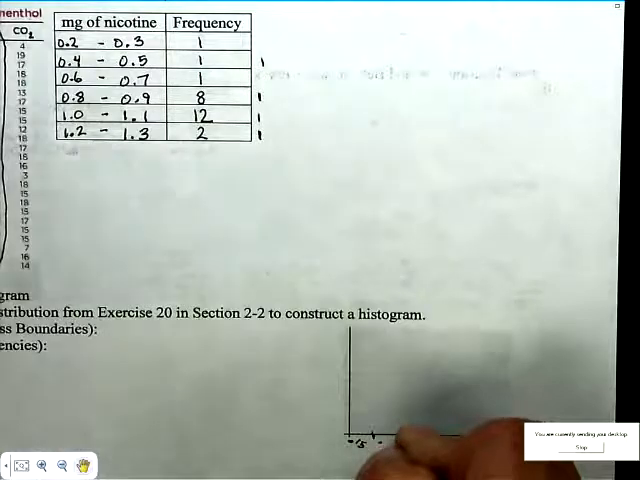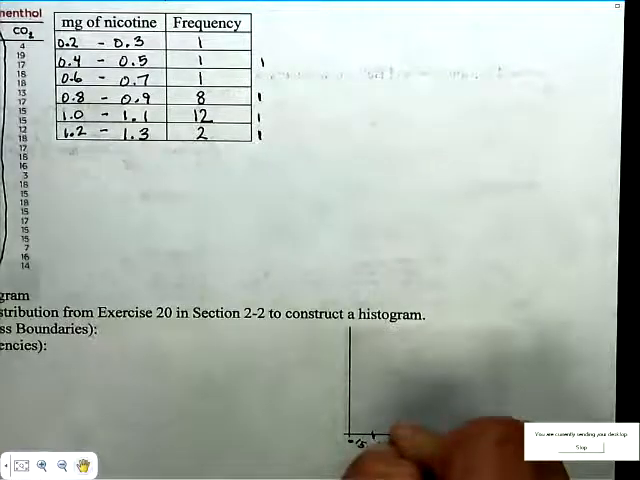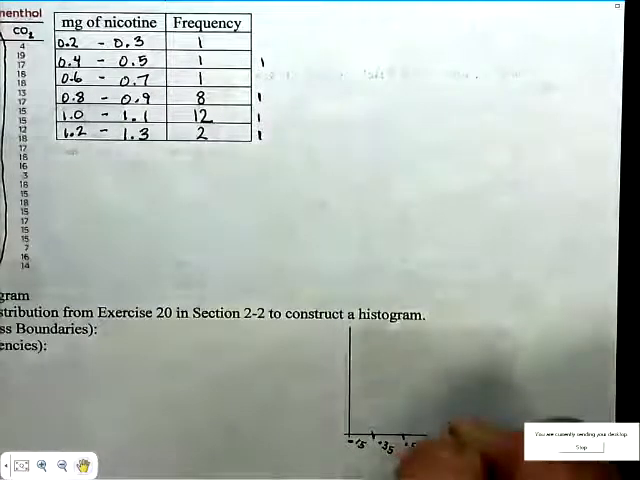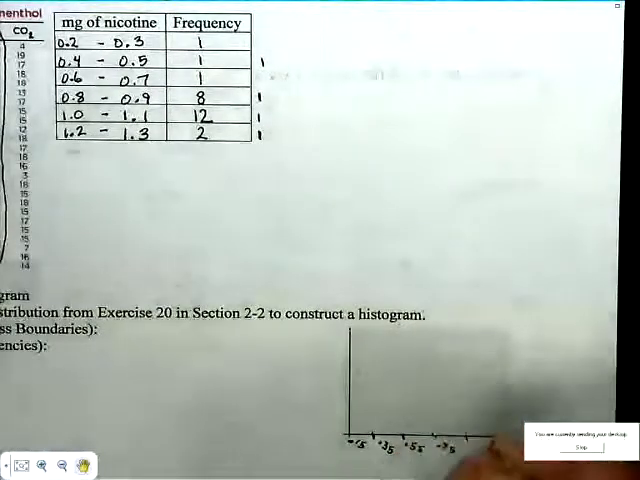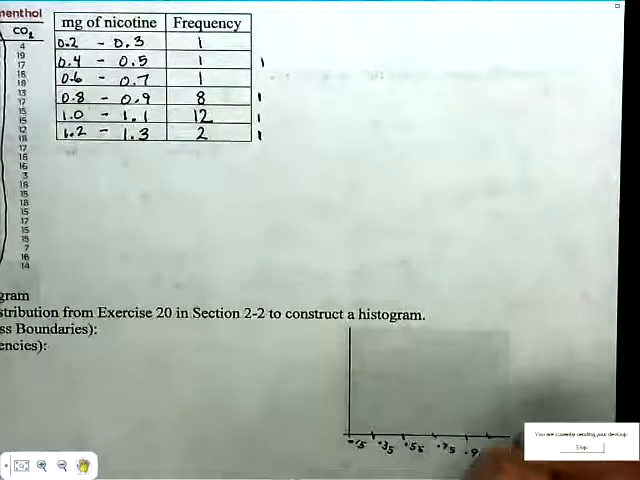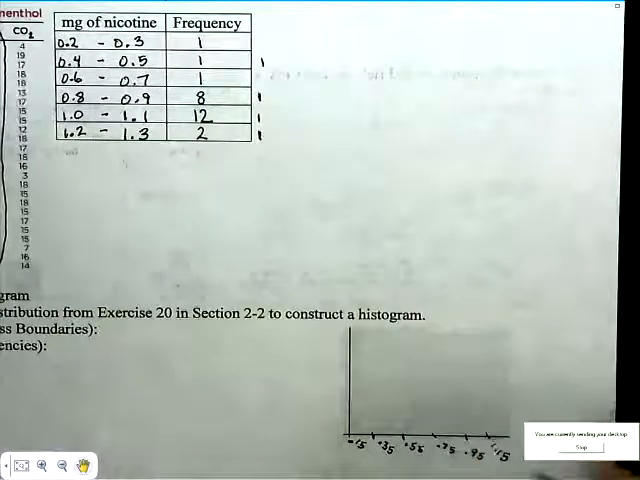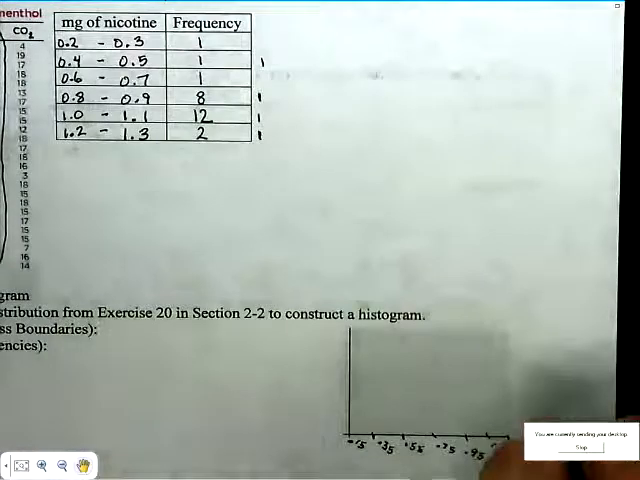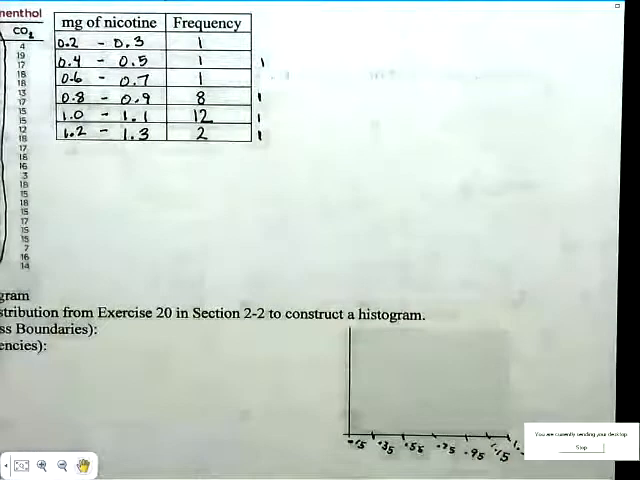0.35, 0.55, 0.75, 0.95, 1.15, and the right boundary was 1.35.